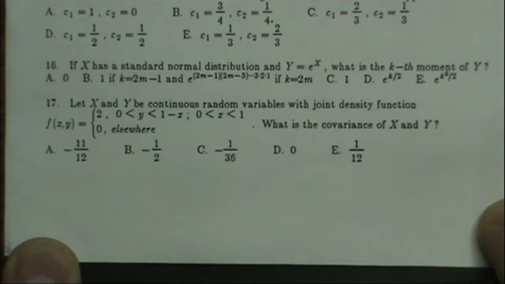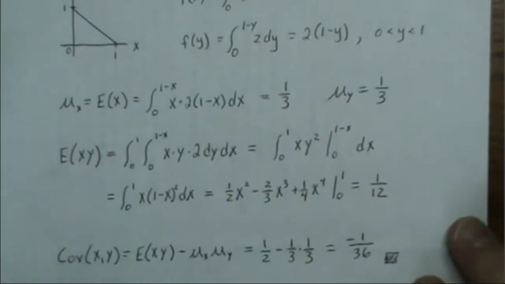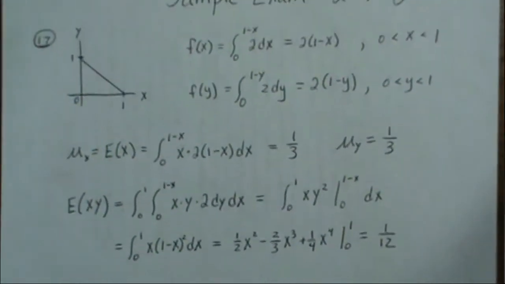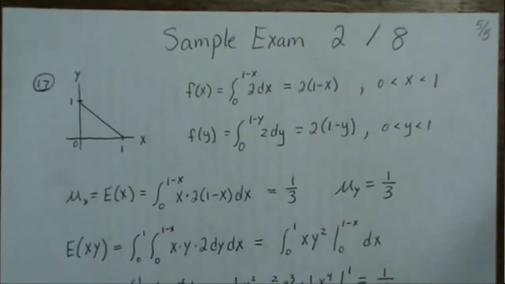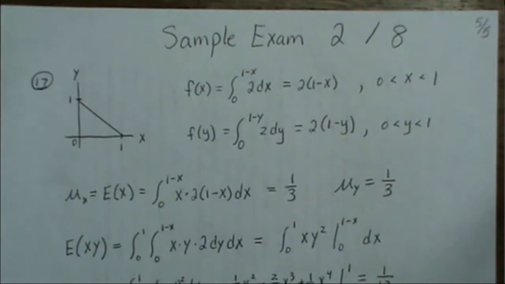Problem 17. Let x and y be continuous random variables with joint density function f of x, y equal to 2. What is the covariance of x and y? Problem 17. We want to find the covariance of x and y.